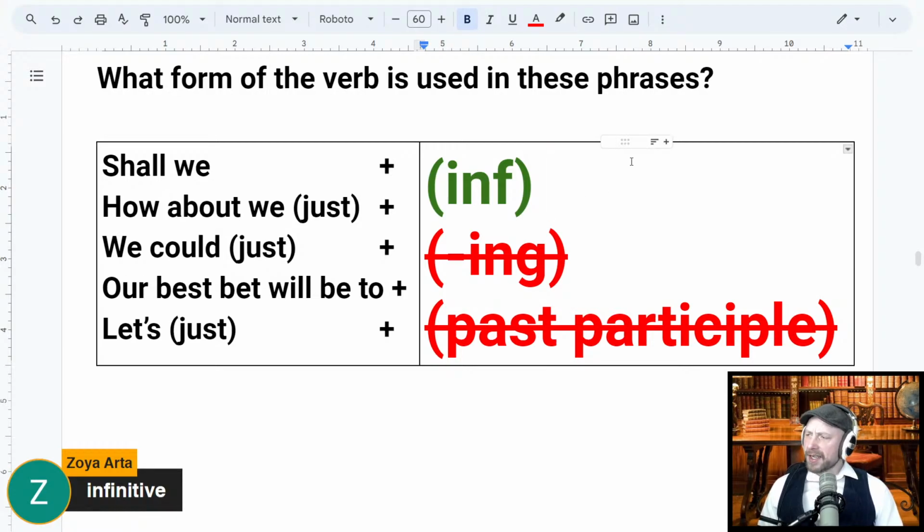Should we study English? How about we just study English? We could just study English. Our best bet will be to study English. Let's study English.